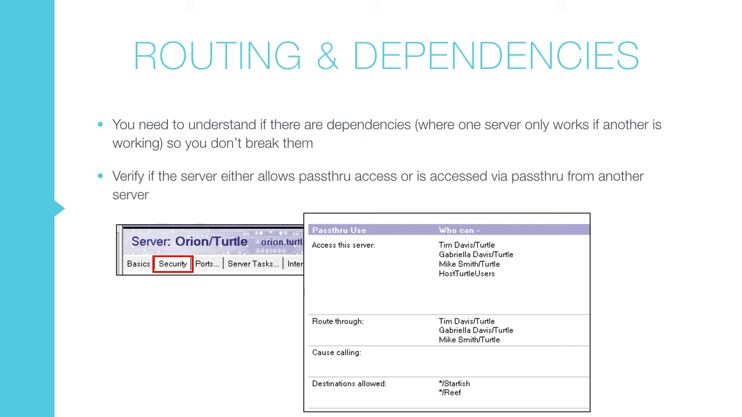Firstly, let's verify the server either allows pass-through access, which means it allows somebody, either a person or a server, to route through it to get somewhere else, or whether it allows someone to access it by routing through another server. Both those things are dependencies, but allowing pass-through access is the biggest one. If you're allowing pass-through access on your server, then it's very possible people are getting at another server by routing through this one. And if this one isn't available, neither is the other server.